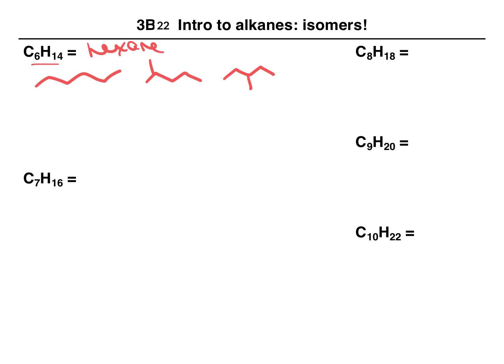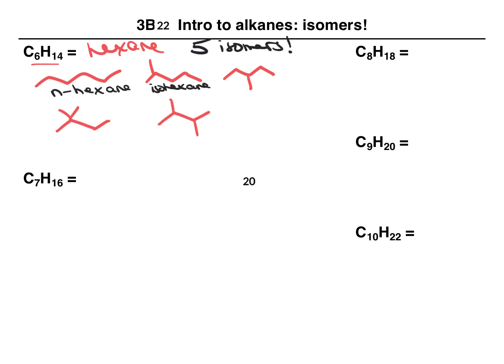But we're still not done. We can have 1, 2, 3, 4 carbons with 2 methyl branches off the second carbon, or 1, 2, 3, 4 with a methyl group and another methyl group. So with hexane, we have 5 isomers. And we already know that this would be called n-hexane. This one would be isohexane because we have a methyl branch off the second carbon.